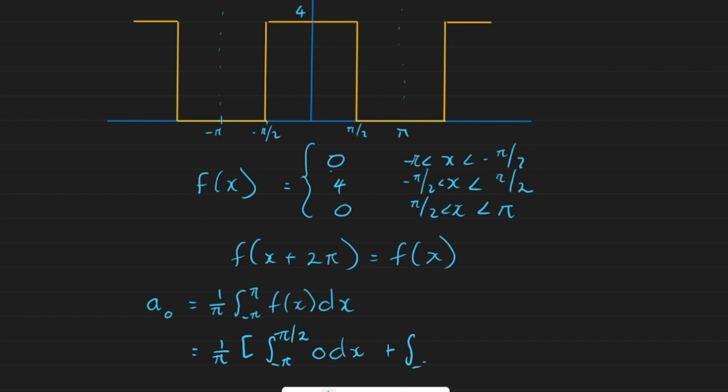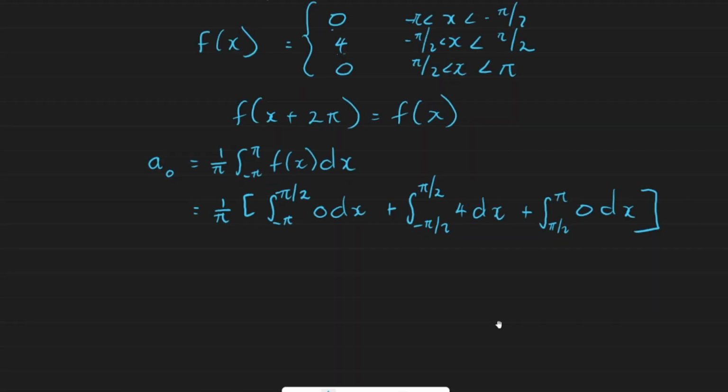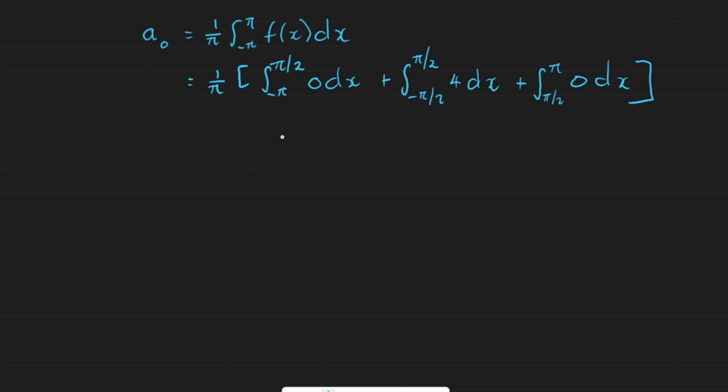Then we have the integral from minus pi over 2 to pi over 2, and that value is 4. And then lastly, from pi over 2 to pi, and that is also 0. So the integral of 0 is just 0, so we don't need to waste our time with that. So what we're left with is 1 over pi, and we have the integral of 4, so that is 4x being integrated from minus pi over 2 to pi over 2.